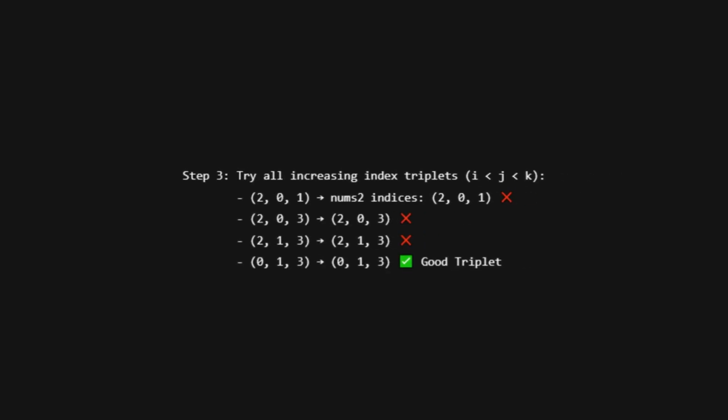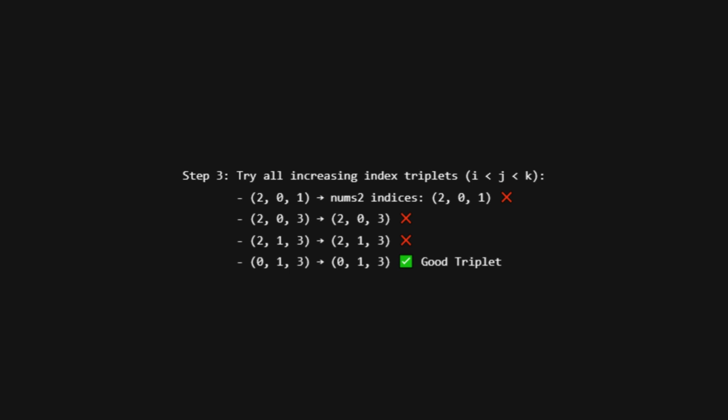Next, we look at all triplets in nums1 that follow increasing order and position. We try all combinations of indices i, j, and k, where i is less than j and j is less than k. That gives us four potential triplets: 2, 0, 1; 2, 0, 3; 2, 1, 3; 0, 1, 3. Now, we check which of these are also in increasing order in nums2.